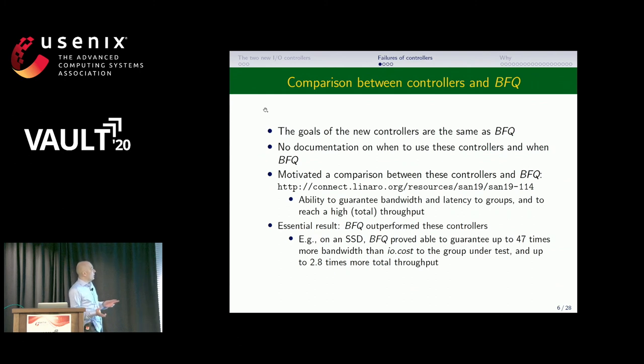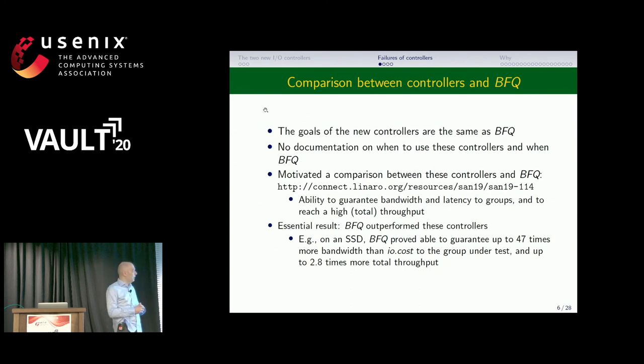So the goals of these new controllers are essentially the same as those of BFQ, and one may wonder when to use these new controllers, when to use the old BFQ. But no documentation is available on this. So this motivated me to compare these controllers with BFQ and try to find out. So I made this performance comparison. You can see the results, for example, in that presentation that I gave last year.